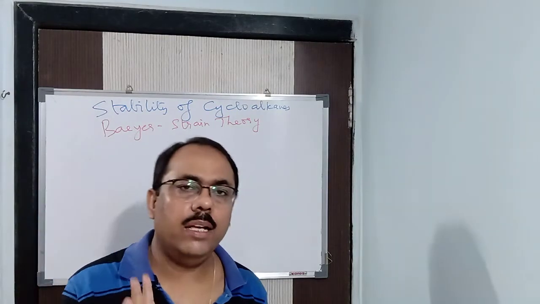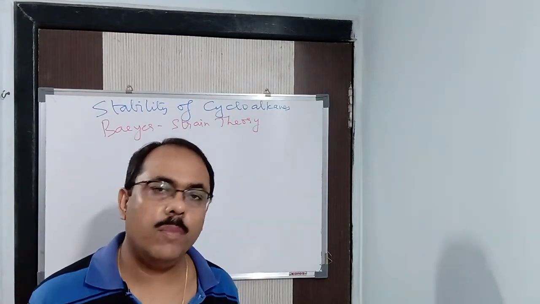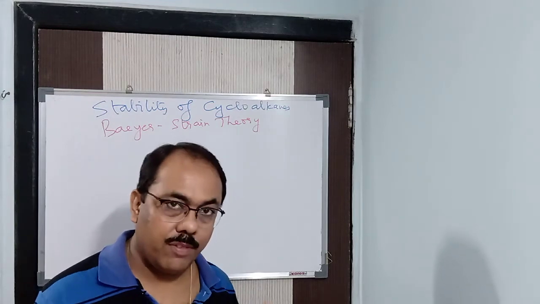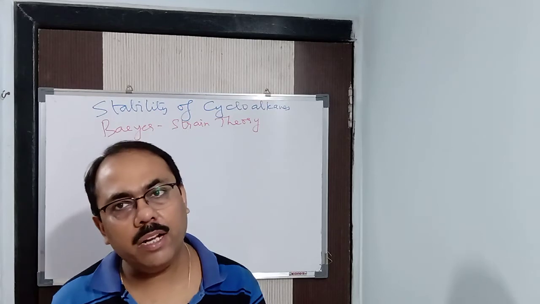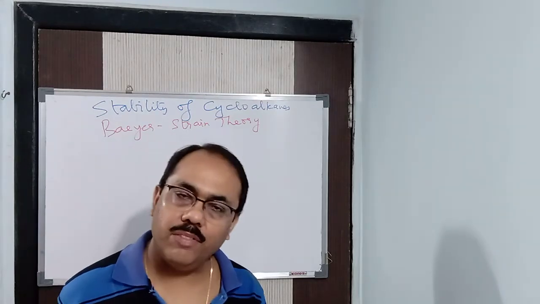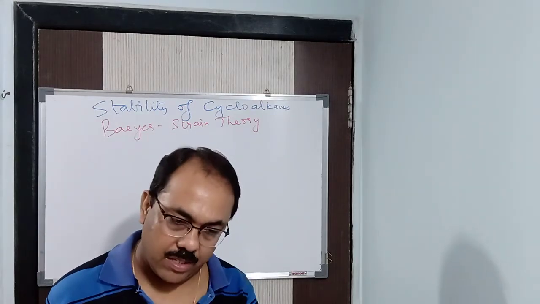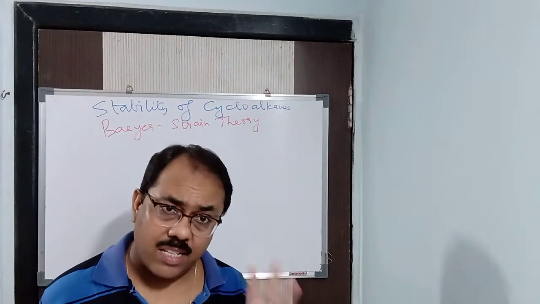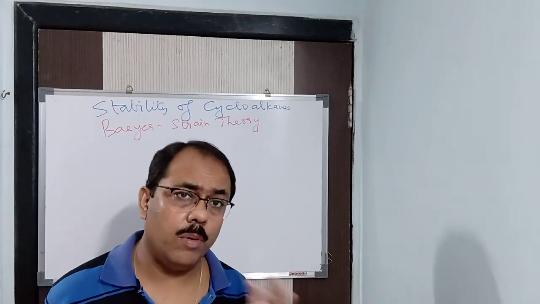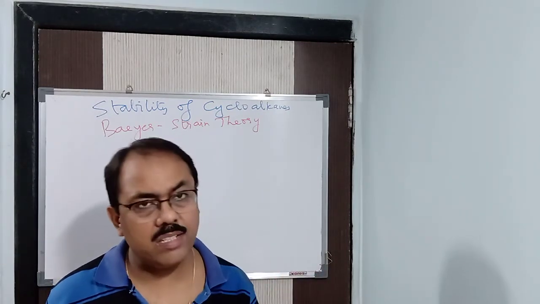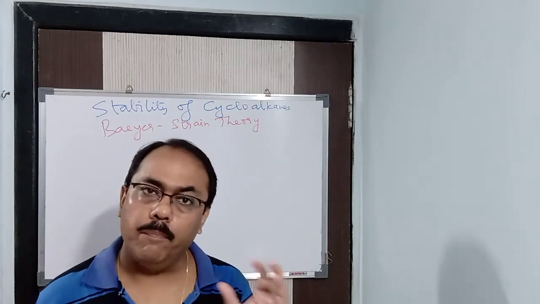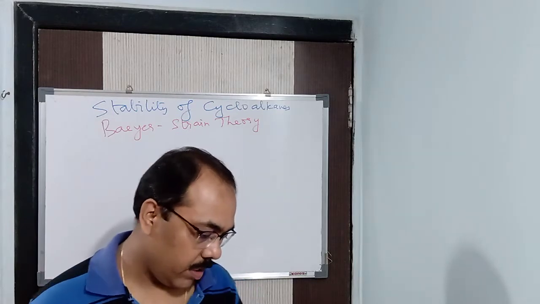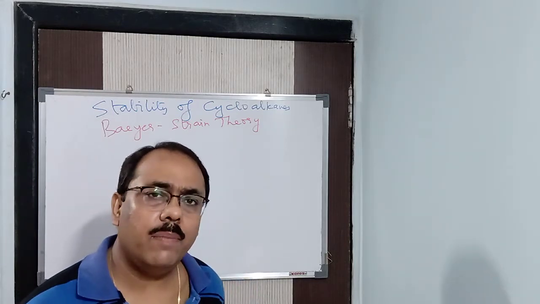So the alicyclic compounds having 3 or 4 membered ring, meaning a lesser number of carbon atoms in the ring, are less stable in nature compared to 5 or 6 membered rings. Clear? Baeyer said that alicyclic compounds having 3 or 4 members, that means cyclopropane and cyclobutane, are less stable in nature compared to cyclopentane and cyclohexane. Got it? Now this was said by Baeyer.